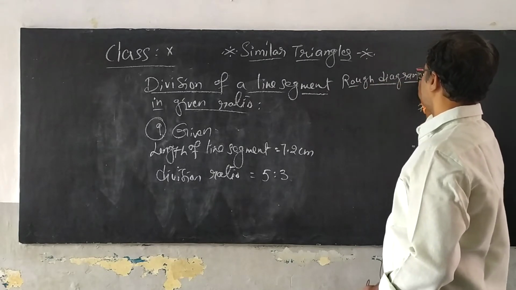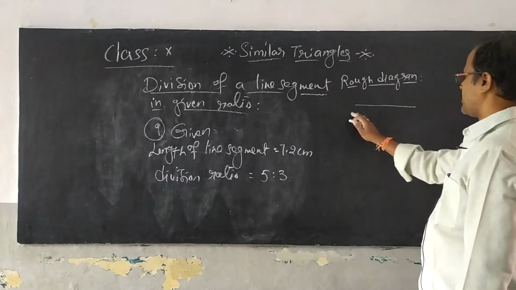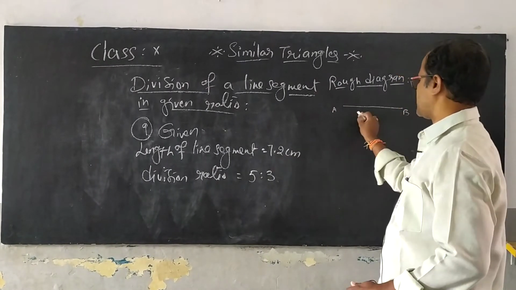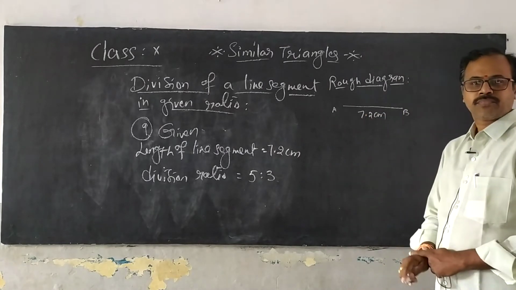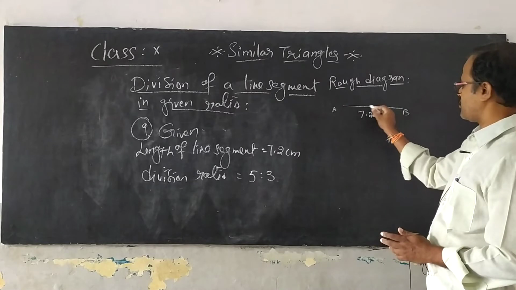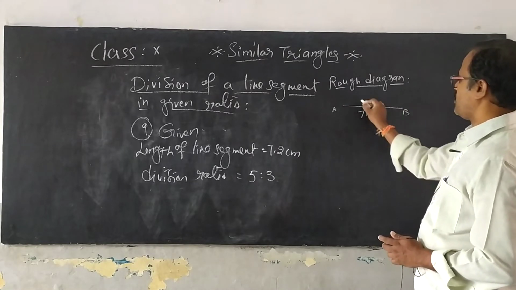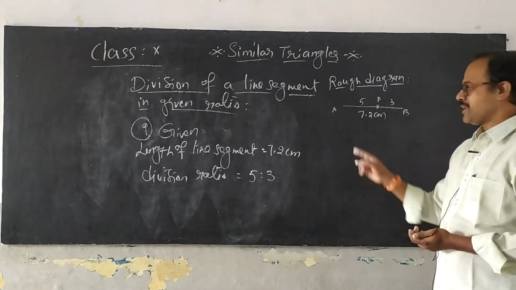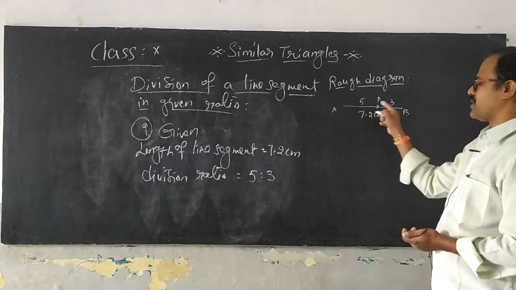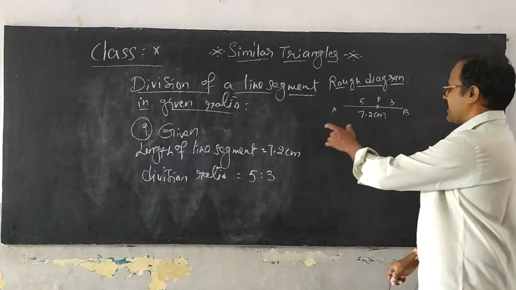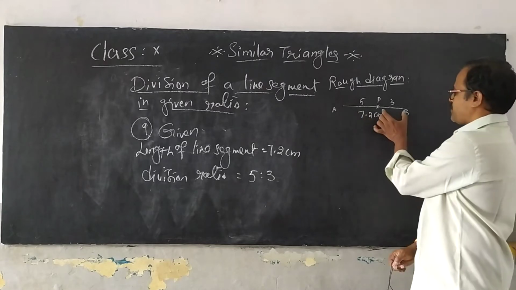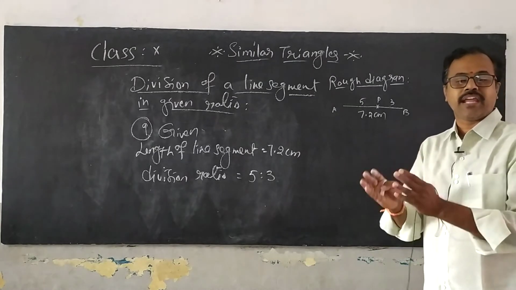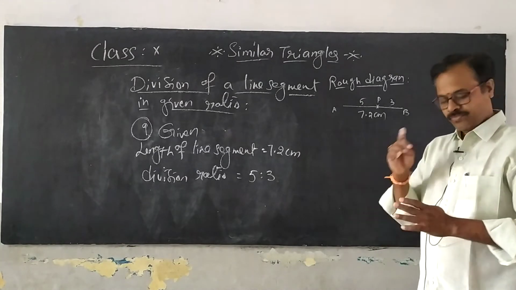Okay, is it clear guys? Observe carefully. I take a line segment, it is not measured, you observe AB and it is the length 7.2 centimeters. I want to divide this line segment in the ratio 5:3 by any certain point P. By point P, line segment AB is divided in the ratio 5:3. That means AP is divided into 5 parts, whereas PB is divided into 3 parts. Total how many parts do you have? You have total 8 parts.